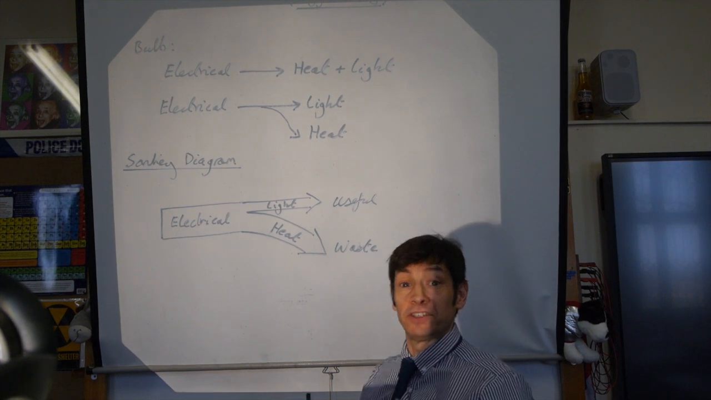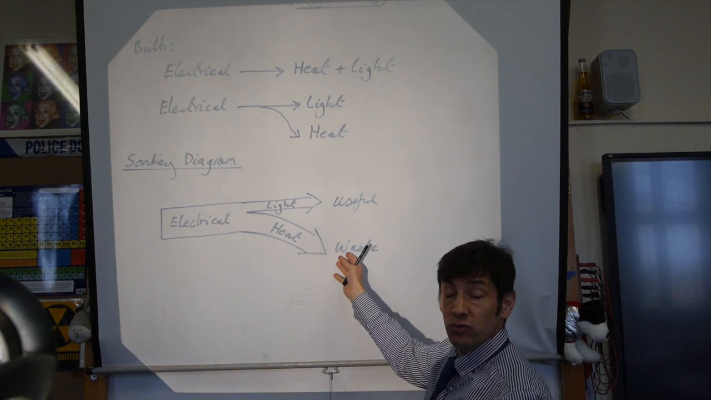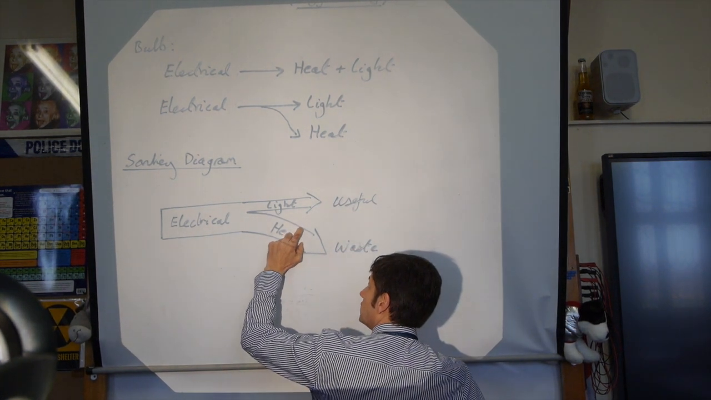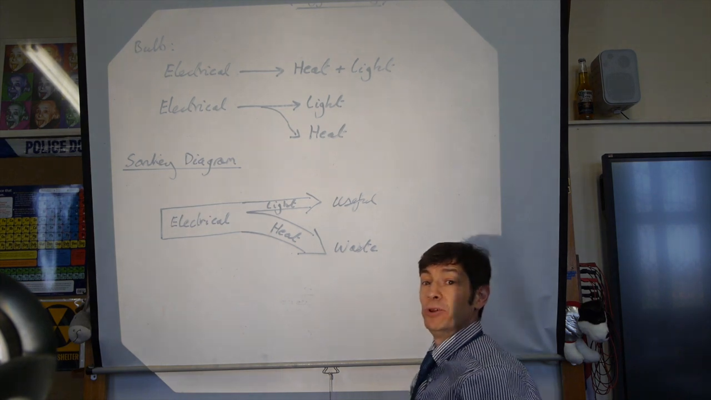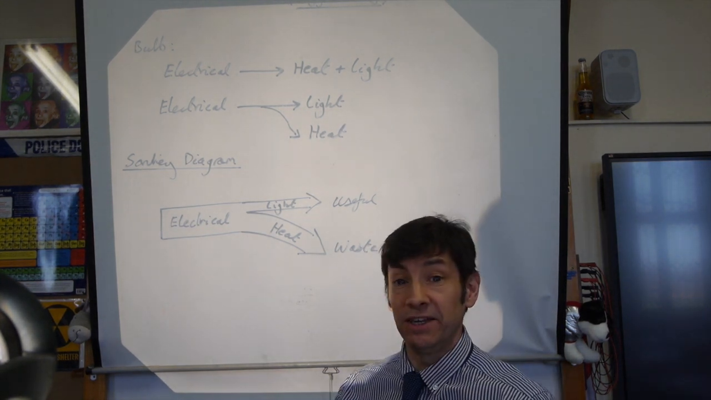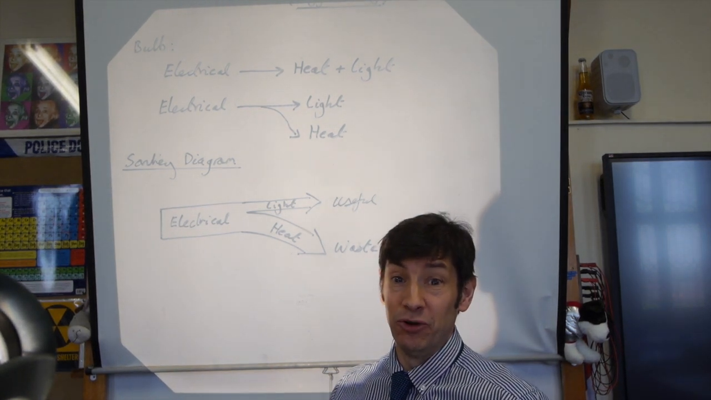And I'll just end this little segment by saying, look at the width of that arrow. This is really inefficient. We're wasting a very large fraction of what we actually put in. So the light bulb with a filament is not a particularly good light bulb for giving out light. What it mainly does is heat the room up.